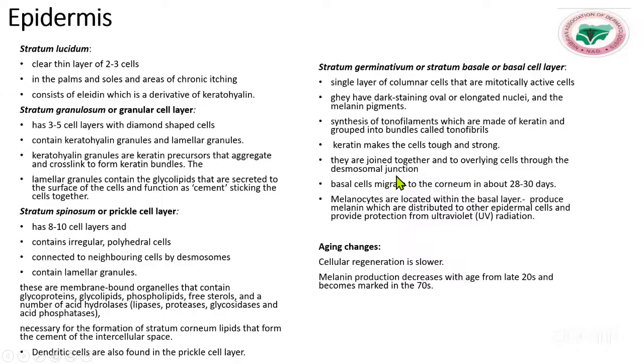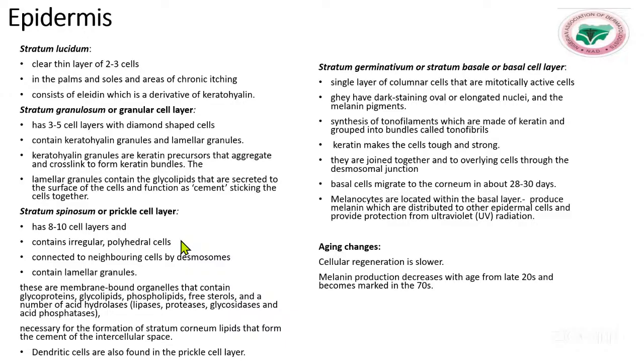The aging changes that affect all these cells, as I said before, is that cellular regeneration is slower, and then melanin production reduces from the late 20s and becomes marked in the 70s. So let us note that melanin production reduces with aging, starting from the late 20s. Then cellular regeneration is slower. So those are the aging changes that occur in the epidermis.